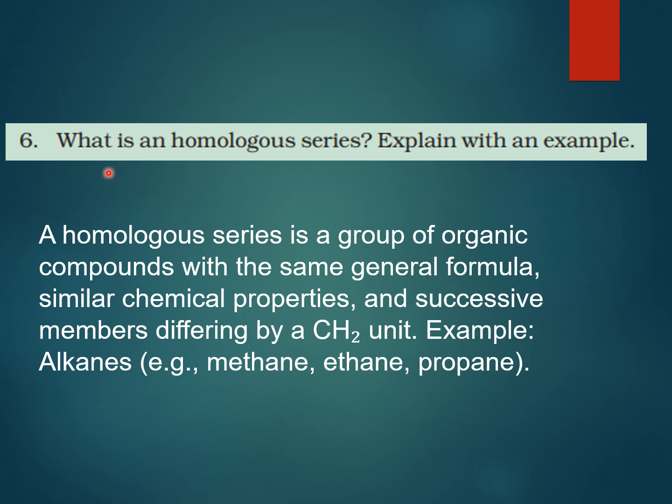So the sixth question says what is a homologous series, and we have to explain it with an example. So homologous series क्या होता है? It is a group of organic compounds having the same general formula, similar chemical properties, and the successive members will differ by a unit of CH2, right? Example is a very good example, alkanes. The members are methane, ethane, propane, butane, and so on, right?